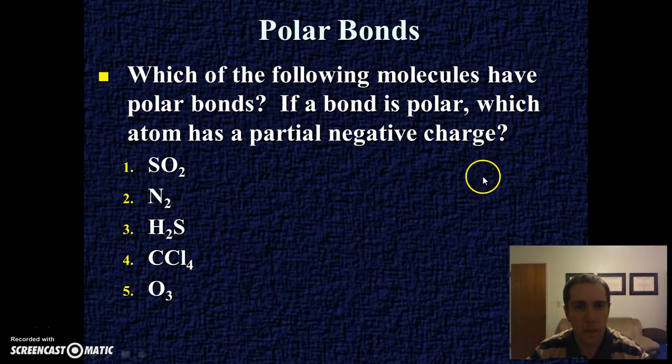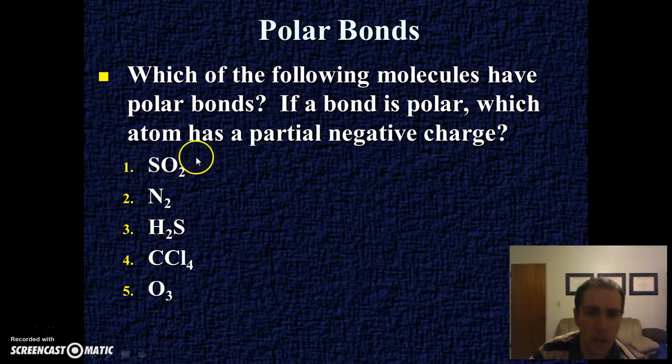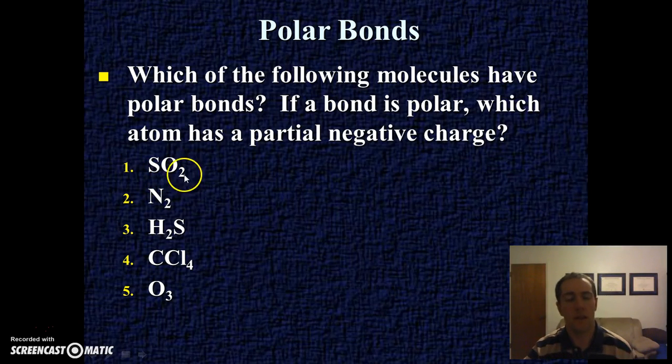So again, take a second when I say pause the video, try to figure out which element in these compounds is going to have the partial positive, which one will have the partial negative. So go ahead and pause it. Okay, so what we have to do is find both elements on the periodic table and just figure out which one has the higher electronegativity.